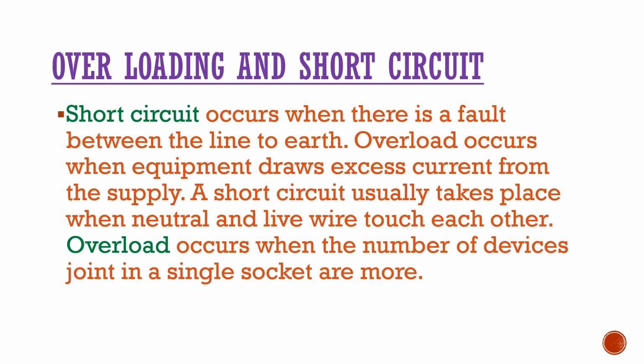Short circuit occurs when there is a fault between the line and the earth. Overload occurs when the equipment draws excess current. That means the line is overloaded. And short circuiting also, the connector has very low resistance as compared to the rest of the circuit.